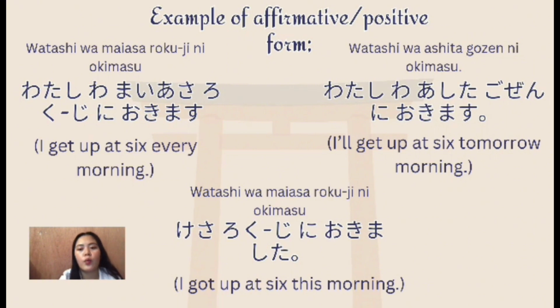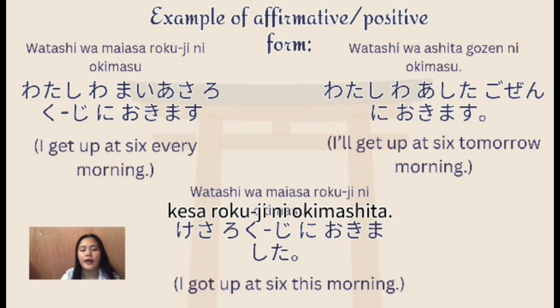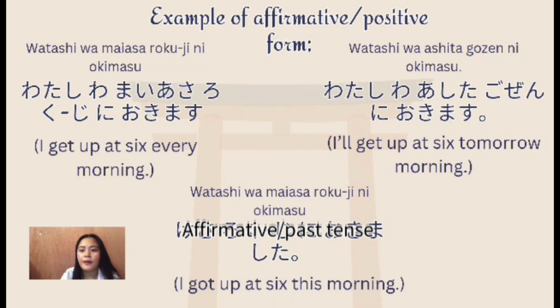Then sa number 2, watashi wa ashita rokuji ni okimasu. I'll get up at 6 tomorrow morning. So ang adverb dito is tomorrow morning, at yung verb dito affirmative is okimasu. So sa number 3, kesa rokuji ni okimashita. Ang kesa is this morning. So since got up, ang ginamit dito is okimashita.